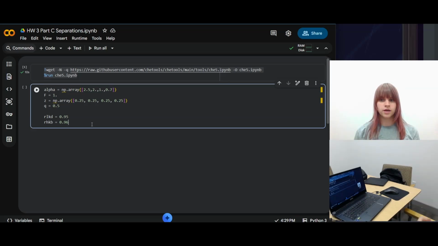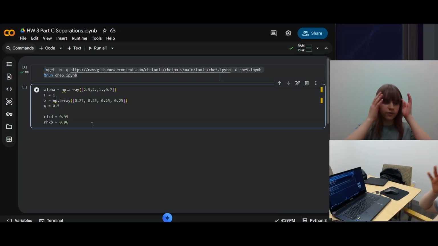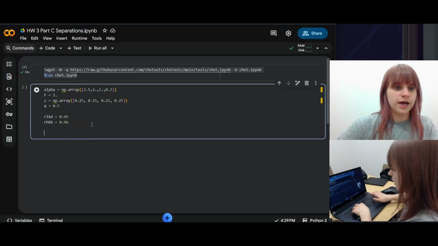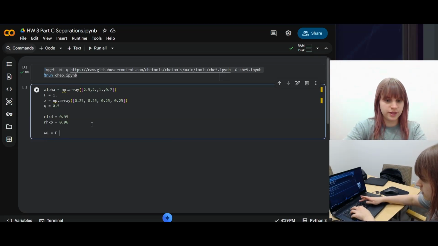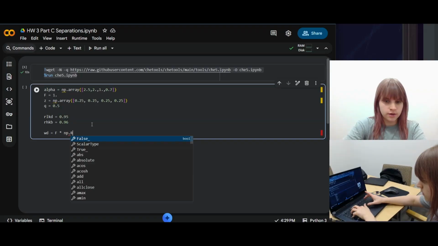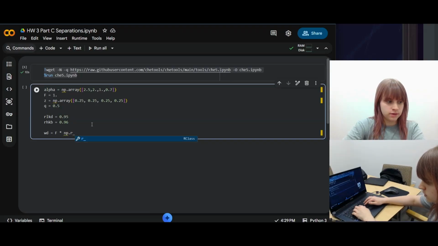96%. Now what we want to do is calculate the component flow rates in the distillate. So I'm going to put that below here. It would be the feed times this right here, and I'll explain after I type this out.